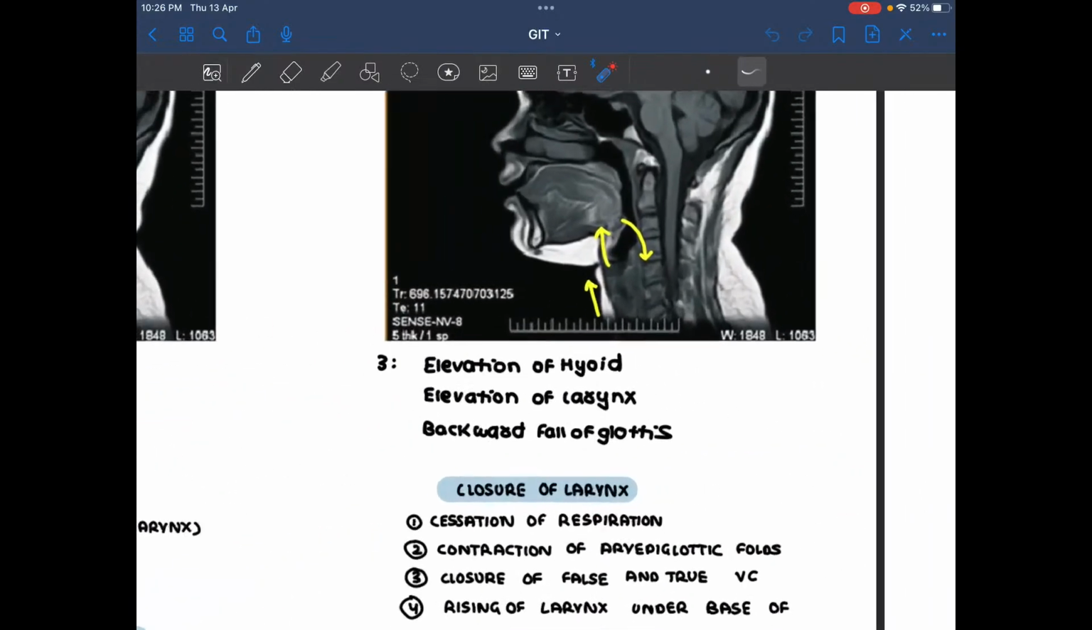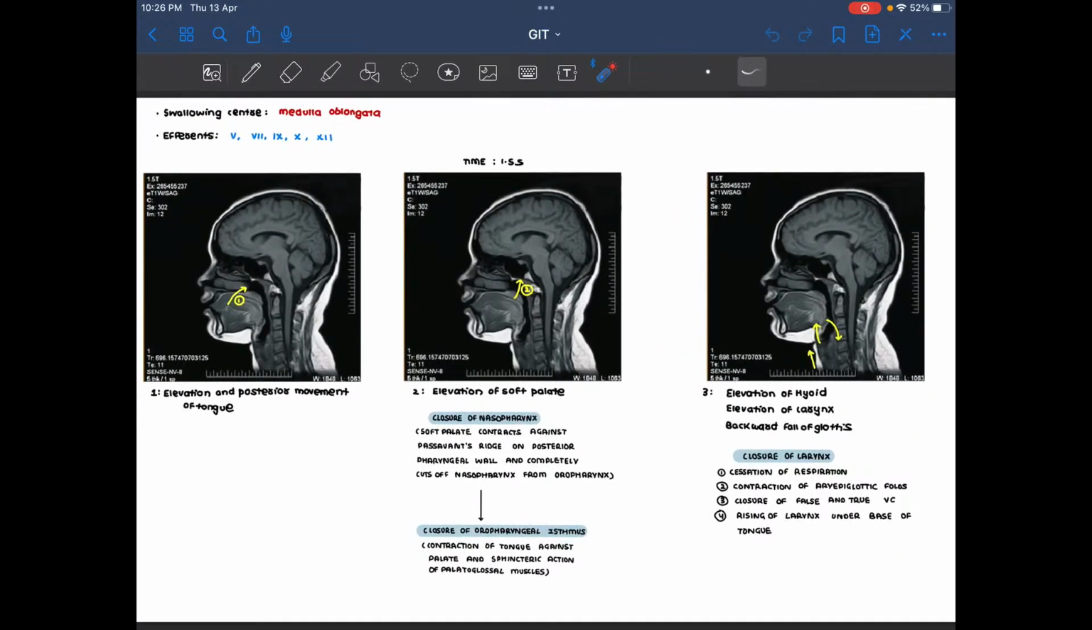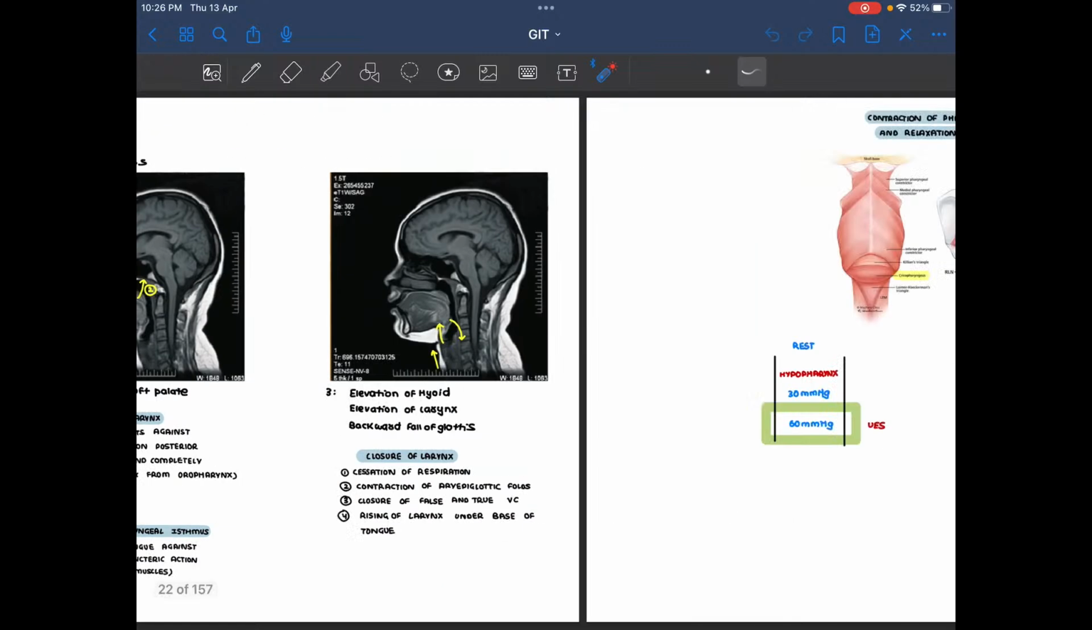What next will happen is, this hyoid bone right here, that's going to lift up. So there is elevation of the hyoid. Obviously, there's going to be elevation of the larynx and the epiglottis, which guards the trachea basically, that leads into the trachea. That's going to close. Okay, so these are the stuff that happens. And ultimately, closure of the larynx, we're going to have cessation of the respiration as well. There's going to be contraction of the aryepiglottic folds, and your false and your true vocal cords, they're going to come together as well. Okay, so these are the stuff that happens in case of your deglutition.